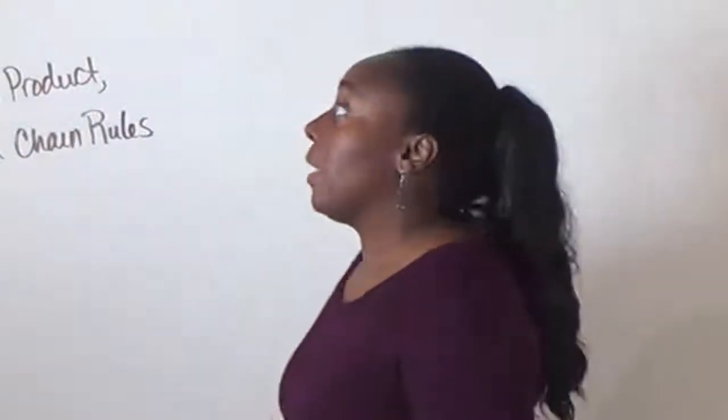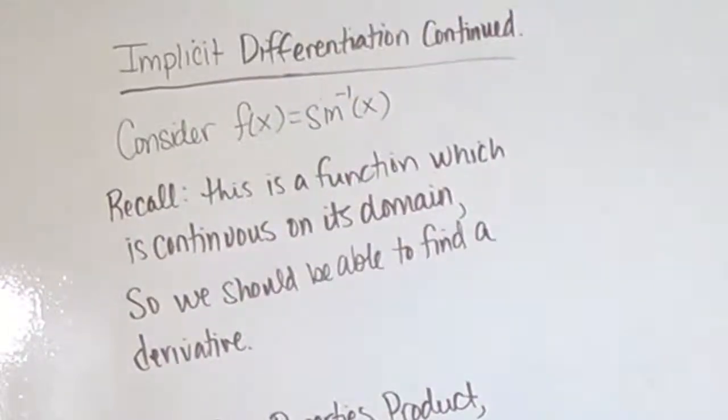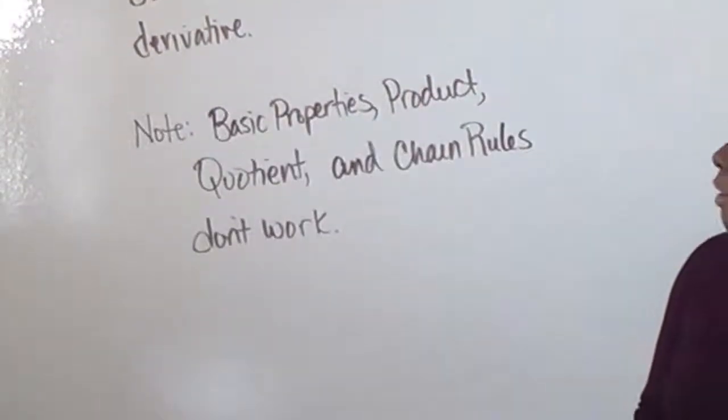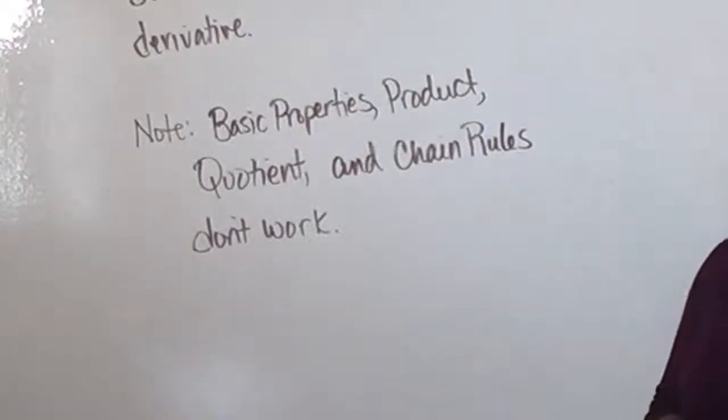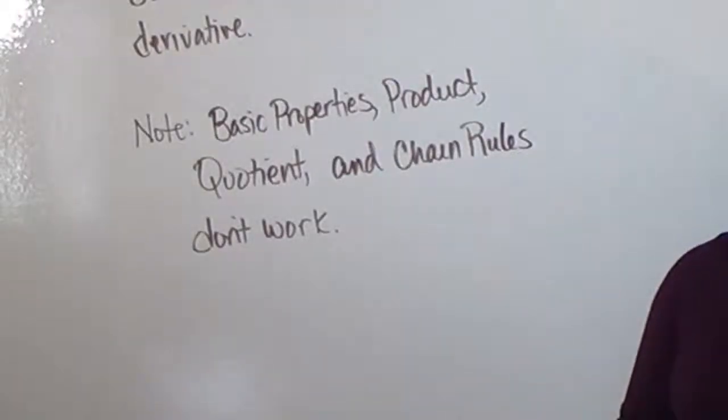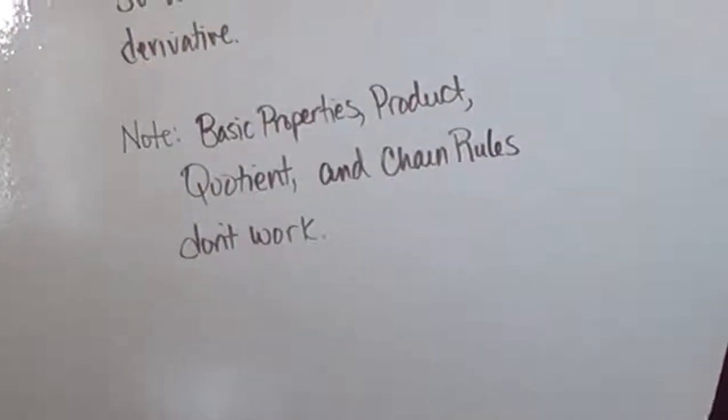Okay? So here let's consider the function f of x equaling the inverse sine of x. First off, this is a function. It is continuous on its domain, and the limit exists everywhere on its domain, so it should be differentiable. If you look at our basic properties, our product rule, our quotient rule, and our chain rule, doesn't quite work to get our derivative. So we're going to have to use implicit differentiation.